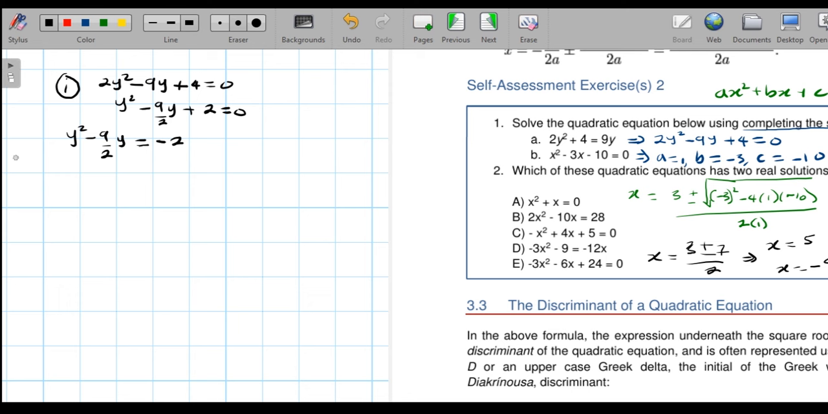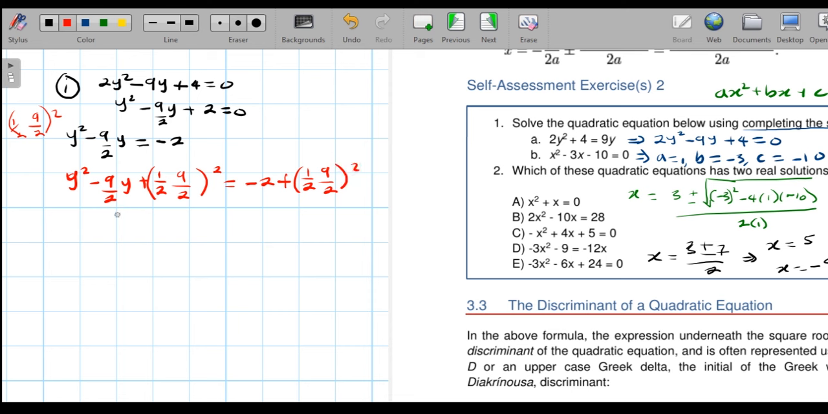Now we are going to add 1 over 2 multiplied by 9 over 2, and square it, on both the right and the left hand side. So when we do that, we're going to have y squared minus 9 over 2 y, plus 1 over 2 of 9 over 2, all squared, equal to minus 2 plus 1 over 2 of 9 over 2, all squared.